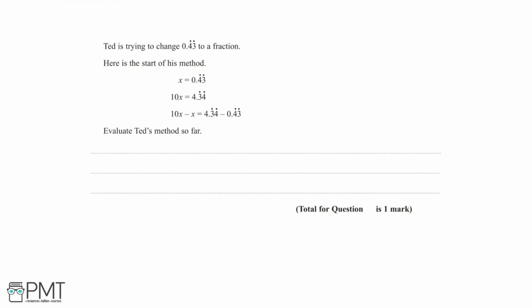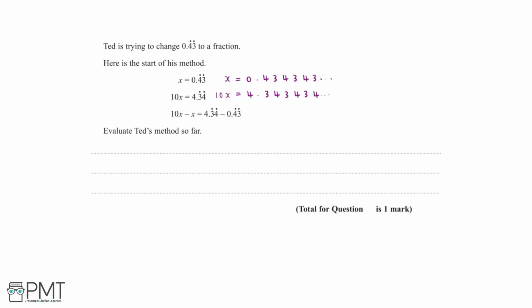Let's take a look at what he did step by step so that we can pinpoint his mistake. If x is equal to 0.43 recurring, that's equivalent to 0.434343... And likewise, if 10x is equal to 4.34 recurring, that's equivalent to 4.343434... But now to change 0.43 recurring to a fraction, like we said before, we need to get rid of the recurring decimals. Ted does 10x take away x.